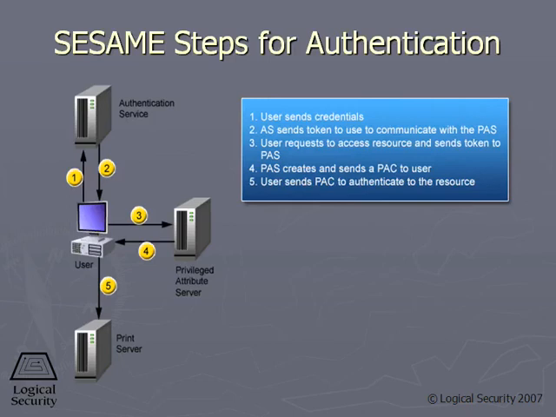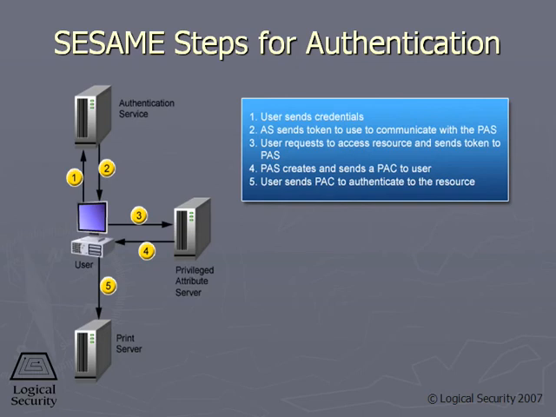So SESAME goes through the exact same steps as Kerberos. I log in, and instead of communicating with a KDC, I'm communicating with an authentication server. Now, that authentication server, once I am authenticated, will allow me to communicate to not a TGS, but an authentication attribute server. So it's the same kind of functionality, but they use different labels.